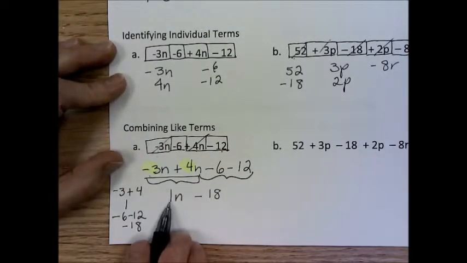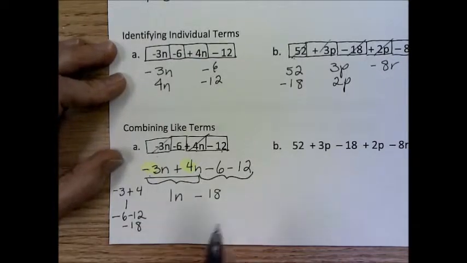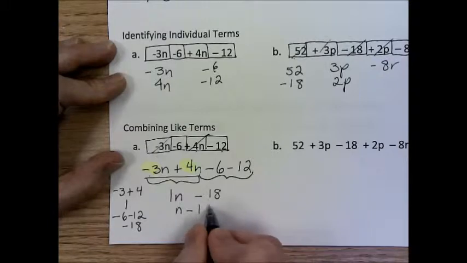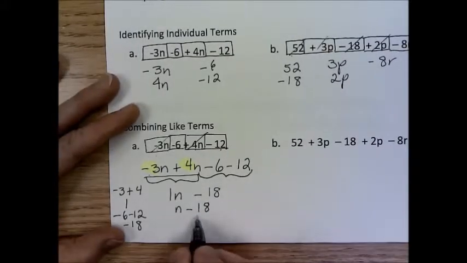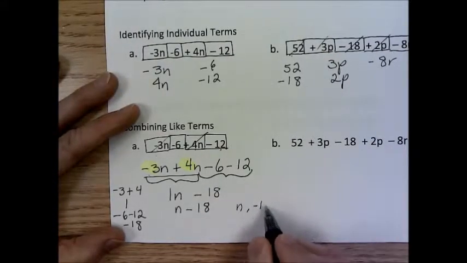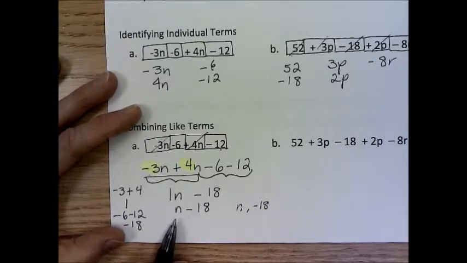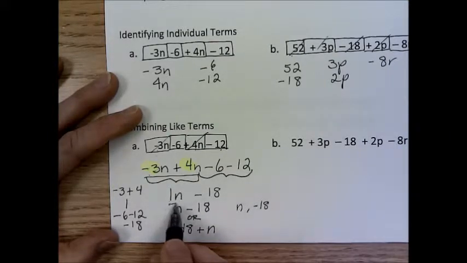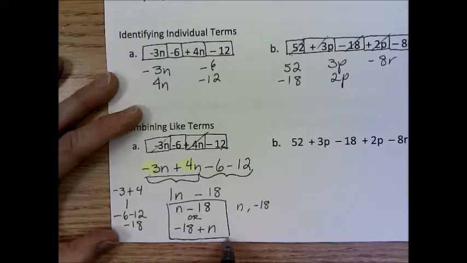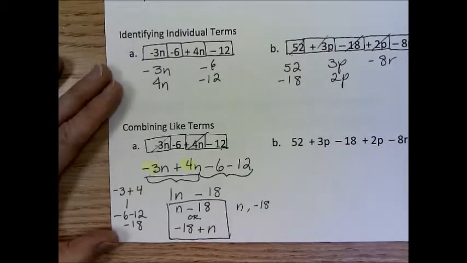Now, since this coefficient is a 1, we don't have to write that. We can rewrite this as n minus 18. It is understood when there is no coefficient in front of the variable, it's a 1. Now, notice our two terms here. We have an n and we have a negative 18. So we generally put our variable first, but this could also be written as negative 18 plus n. So be aware, these are the same expression. They would have the same value.